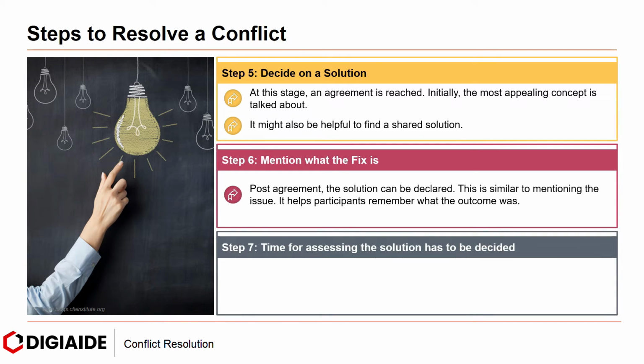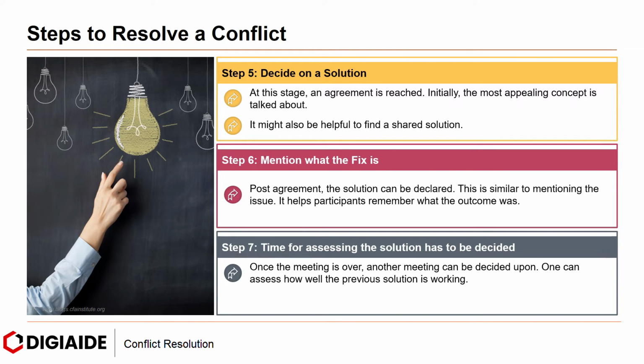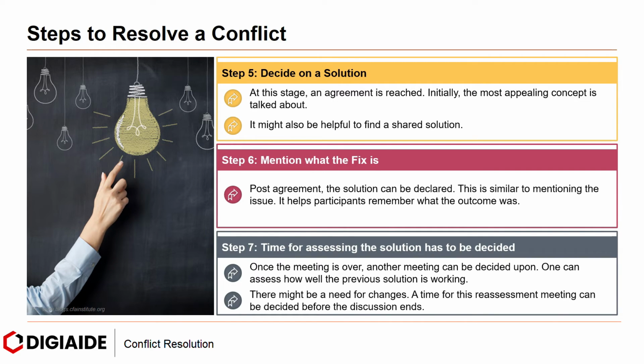And finally, step 7. Time for assessing. The solution has to be decided. Once the meeting is over, another meeting can be decided upon. One can assess how well the previous solution is working. There might be a need for changes. A time for this reassessment meeting can be decided before the discussion ends.